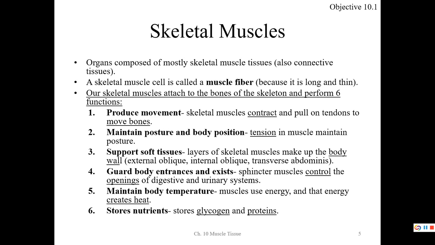Now, skeletal muscles attach to bones. That's one of the big things about them. And when they do this, they can produce movement.